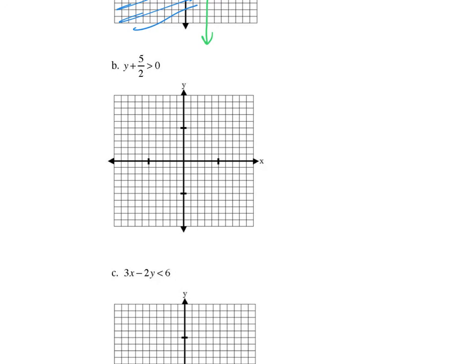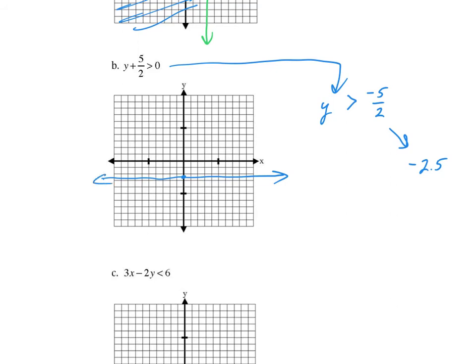To do this one, y is greater than negative 5 halves. 5 halves is negative 2.5. And that will be a horizontal line going through 2.5. Greater than, shade up.